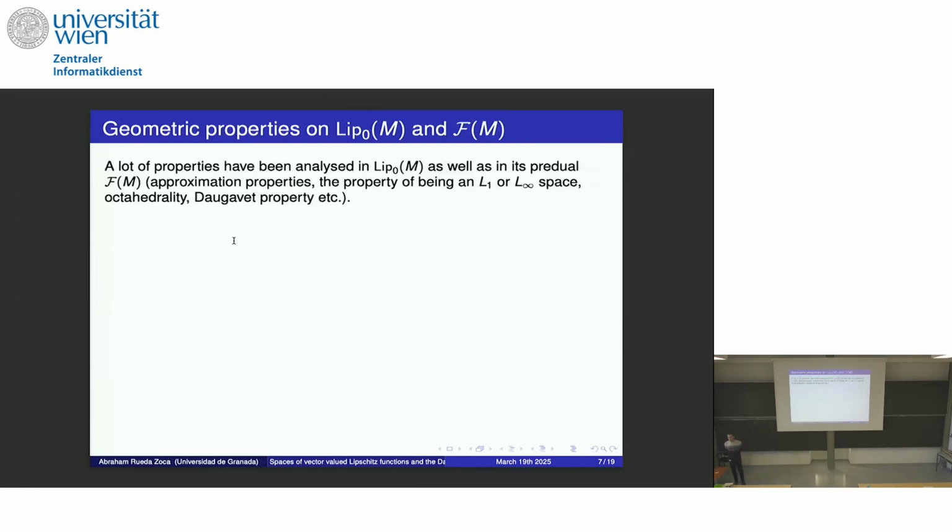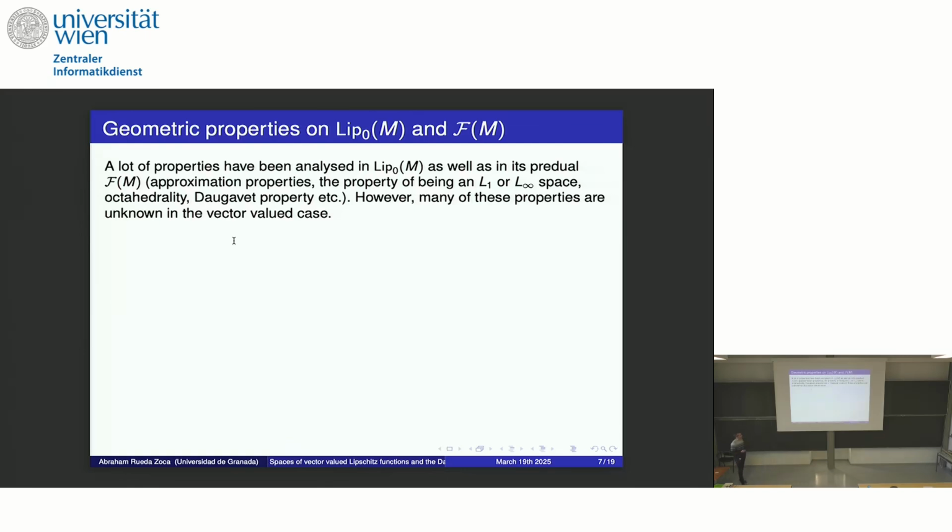Okay. So once these spaces have been introduced, as I have heard several times in this Congress, they have been very popular since at least the first edition of Weaver's book, and a lot of properties of geometric and isomorphic nature have been analyzed in these spaces. We can mention the approximation property, the fact of being L1 and L infinity symmetrically, octahedrality, Daugavet, and so on. But these properties have not been analyzed in so much depth in the vector valued case.